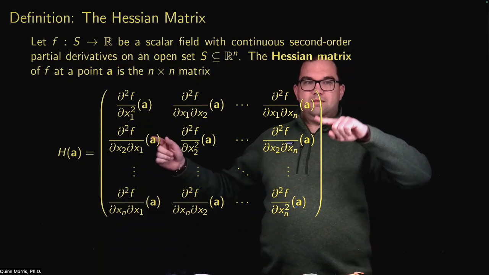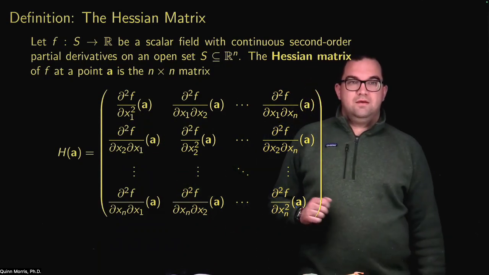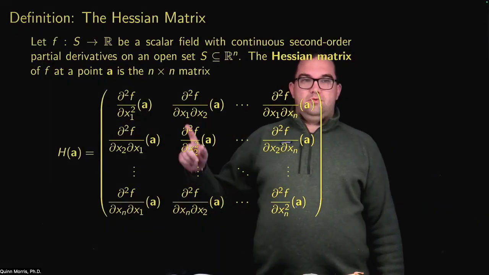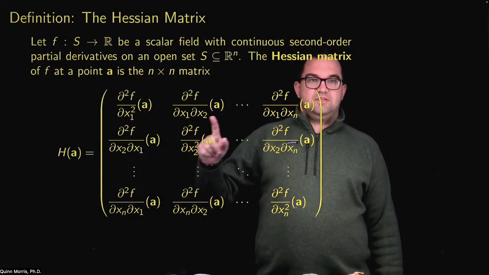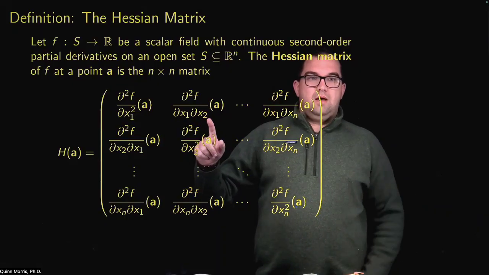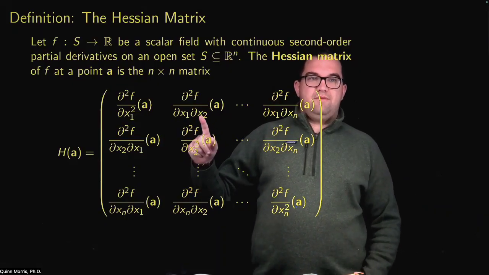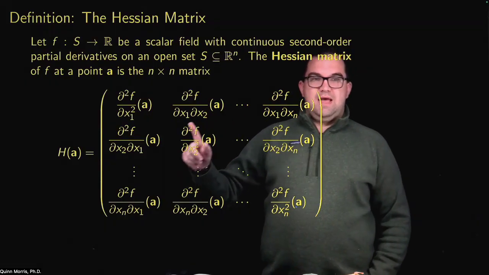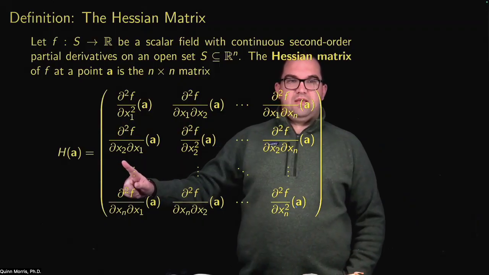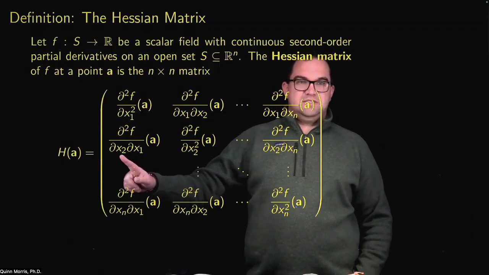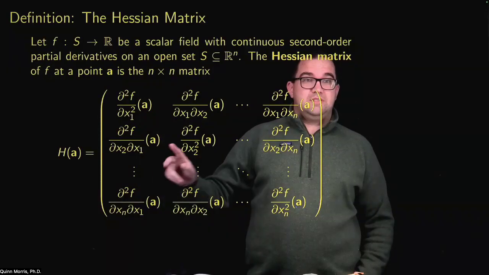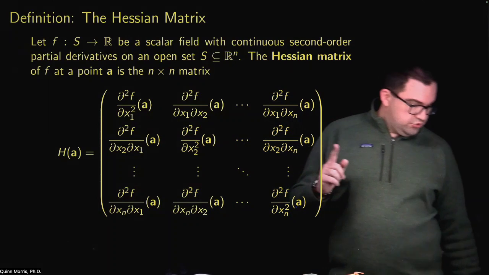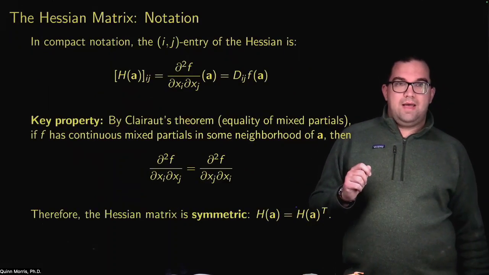And then hiding in all these other entries are the mixed partial derivatives. You'll notice that as we move along this first row, what we have here is the partial derivative of f with respect to x1 and x2. But notice that down here we have the same thing, although this is with respect to x2 and x1, so slightly different order. But in general, we can describe this matrix in a slightly simpler way.